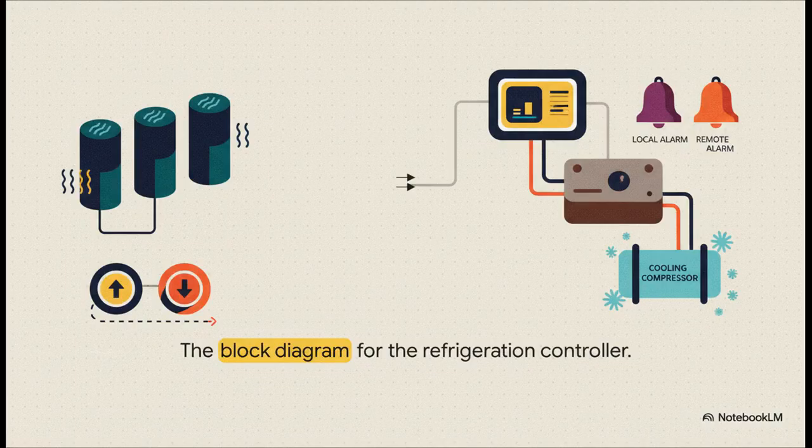This is a perfect real-world test for our whole design process. And where do we start? You guessed it, with a block diagram. This is the blueprint for our refrigeration controller. Over on the left, you've got the inputs, 4 temperature sensors for redundancy, and some up-down buttons to set the temperature. And on the right, the outputs, the display, a couple of alarms, and the big one, the relay that turns the cooling compressor on and off.